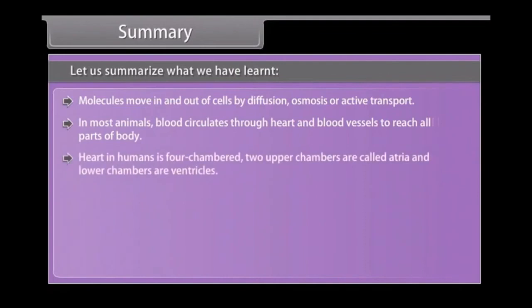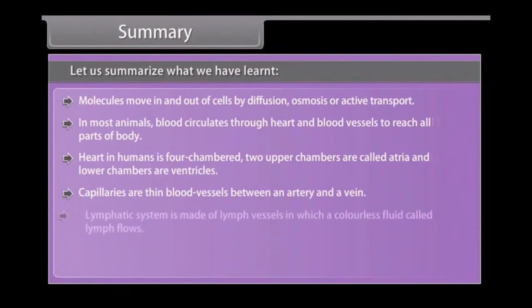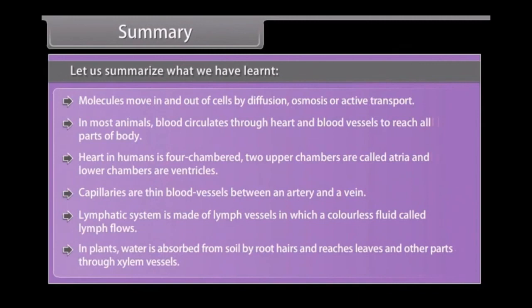Heart in humans is four-chambered. Two upper chambers are called atria and lower chambers are ventricles. Capillaries are thin blood vessels between an artery and a vein. Lymphatic system is made of lymph vessels in which a colorless fluid called lymph flows. In plants, water is absorbed from soil by root hairs and reaches leaves and other parts through xylem.